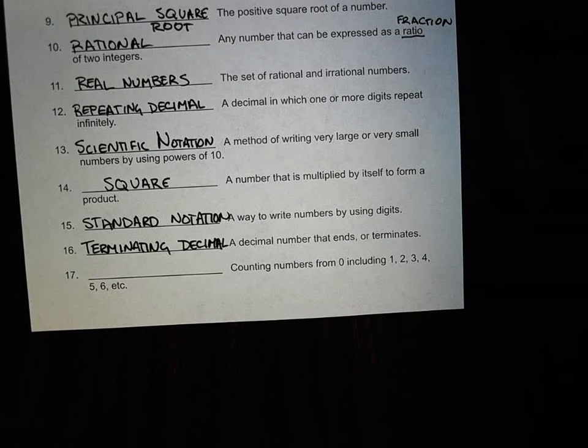1/5. What's the decimal equivalent for 1/5? You don't have to guess, you guys. You have a calculator. If you don't know, start using that skill. 1 divided by 5, right? 0.2. Is that terminating or repeating? Dead on, terminating. How about 1 divided by 3?